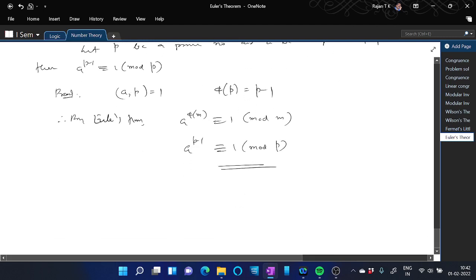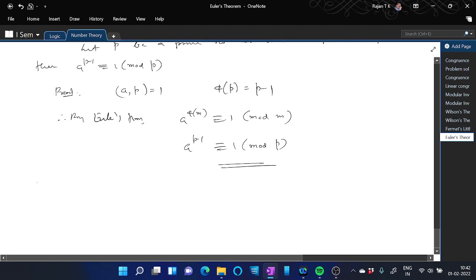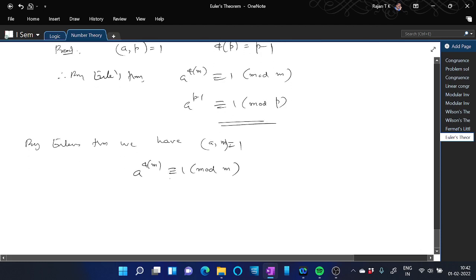Also, by Euler's theorem we have, if m is any integer such that gcd of A and m equal to 1, then A raised to phi m is congruent to 1 mod m. So from this you can write A into A raised to phi m minus 1 is congruent to 1 mod m.